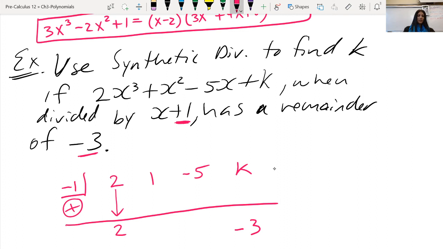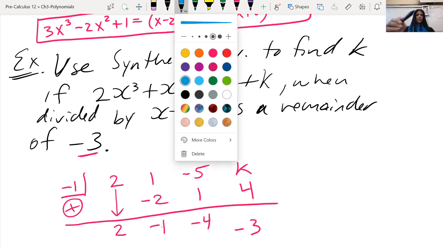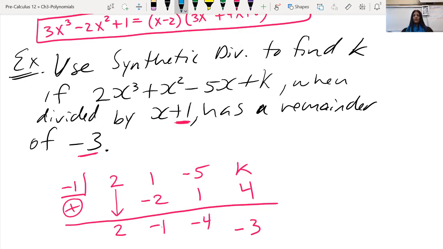So bring the 2 down, multiply that out. 2 times negative 1 gives me negative 2. I add those, I get negative 1. I do negative 1 times negative 1, I get positive 1. I do negative 5 plus 1, and I get minus 4. And when I do minus 4 times minus 1, I get positive 4. So this actually isn't too bad. So you see what I mean by don't let this stuff throw you off.